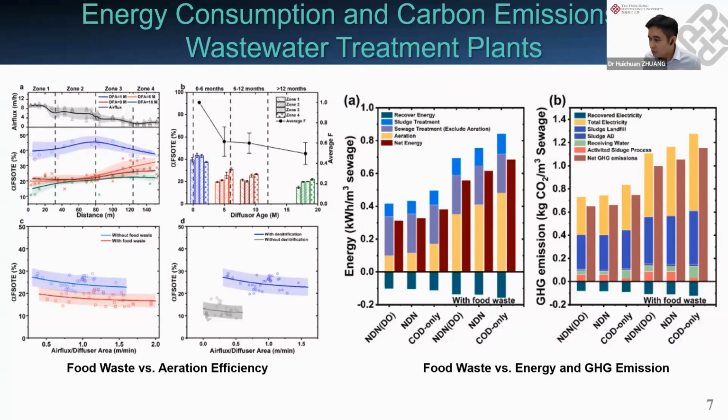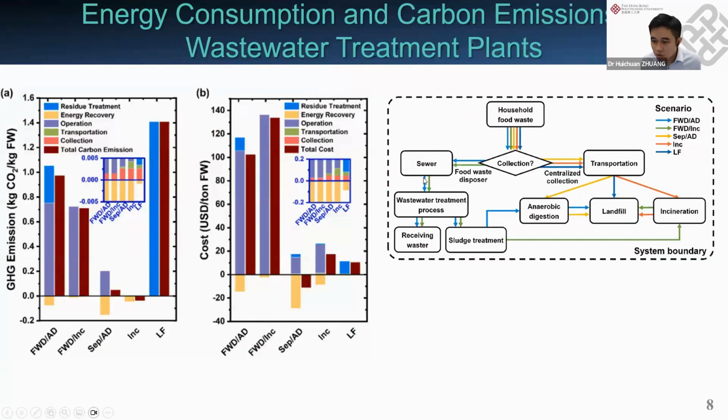You can see with food waste and without food waste it's quite different for the energy consumption and also the greenhouse gas emission. Around 30 to 40% of the energy consumption will be increased due to the added food waste into the sewage. The same happens in the greenhouse gas emission. So for this route, we found that the food waste disposed to sewer affects a lot the sewage treatment plant.